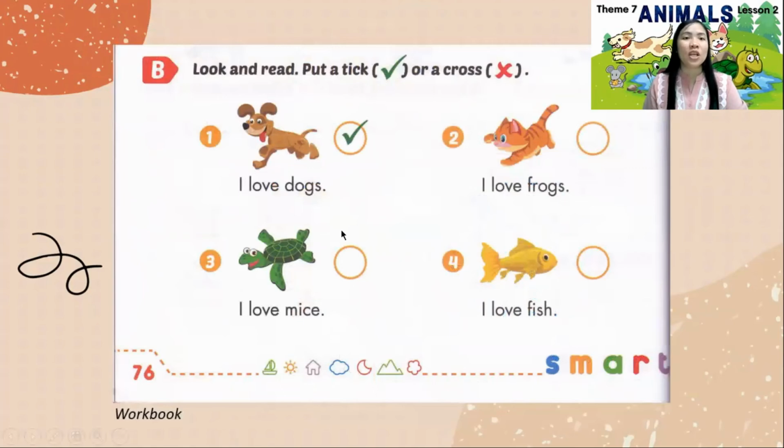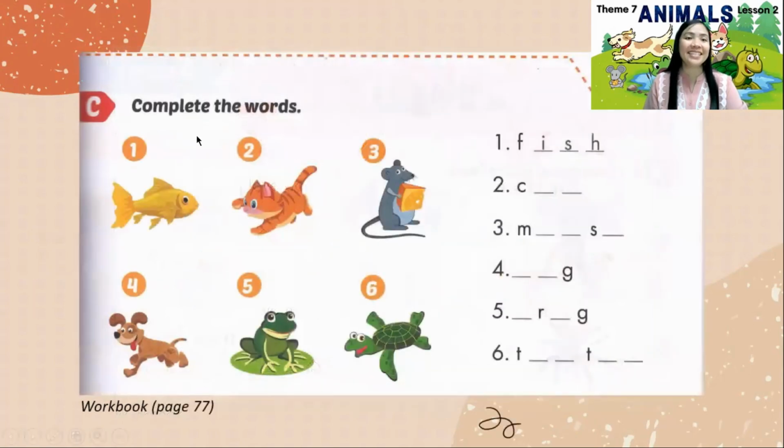Letter B. Look and read. Put a tick or a cross. Number one is an example for you. I love dogs. So this is correct, right? What about number two? I love frogs. Is it a tick or a cross? Number three, I love mice. Tick or cross? Number four, I love fish. Tick or cross?